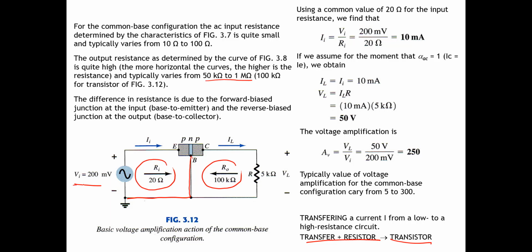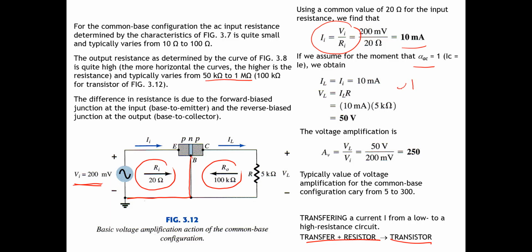We notice that the input voltage is 200 millivolts. So IE, or the input current, is VI per Ri. We can get that to 100 millivolt per 20 ohm, so we get 10 milliampere. And then we assume that alpha AC is equal to 1.